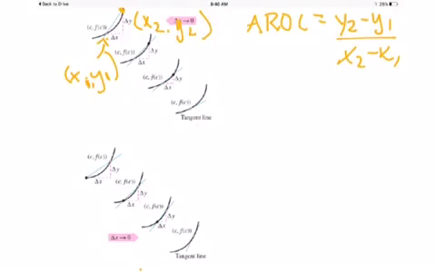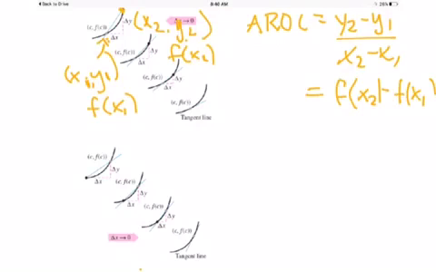Well, our y values are simply the function evaluated at whatever that x is. So I could rewrite y1 as f of x1 and y2 as f of x2. Okay? So now my average rate of change becomes f of x2 minus f of x1 over x2 minus x1. Okay. All right. So we're going to continue to change the notation here as we go, but this is what we have right now for our average rate of change.